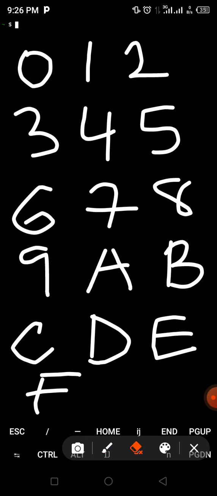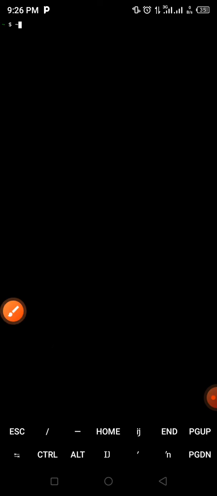So let me get rid of this. Okay, so you can see that base 16 and base 10 both have 8 and 9. So how can we differentiate base 16 from base 10?